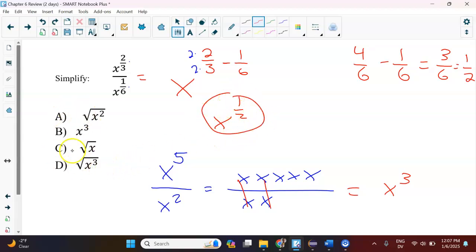Okay, and then, oh, it looks like their answers are back in root form. So if we convert it, that would be a root of 2 and a power of 1. And those are kind of the default, so they normally don't write them. So it's just going to be that as our answer. It's just square root of x.